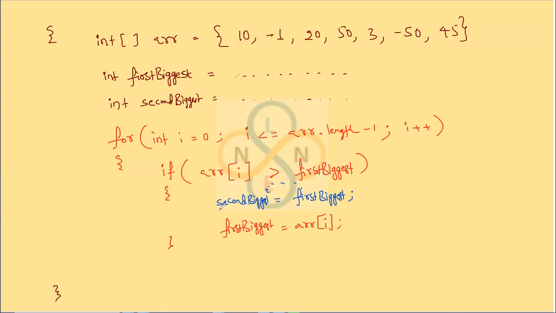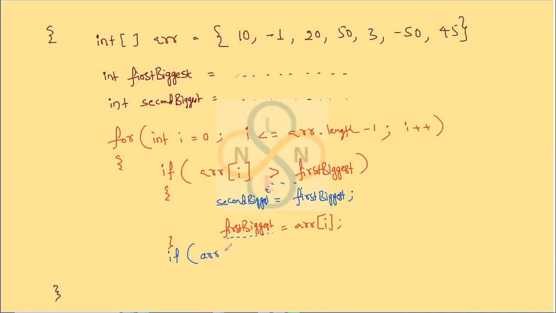But to work in every scenario, or to make it a completely generic logic, we have to check one more condition, and that is also an easy condition. What is that extra condition? When it becomes the second biggest, it should be less than the firstBiggest and greater than the secondBiggest element. That is one more condition we should add.